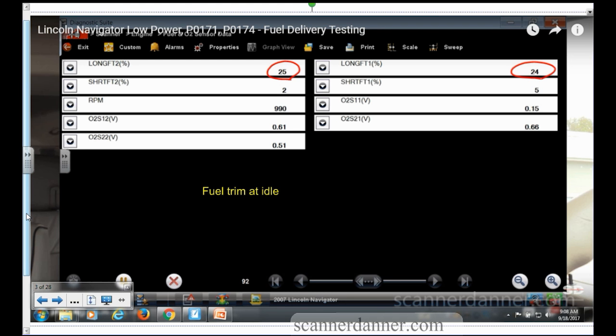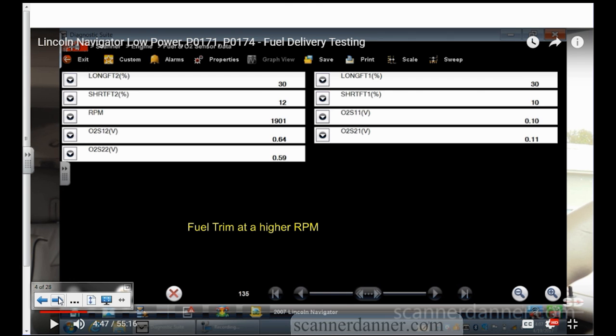The next thing I did is I raised my RPM a little bit. And what I'm going after here, let's look at both. Higher RPM. Did it get worse or did it get better? Worse. It got worse. So we're on the right track. This matches our freeze frame data.